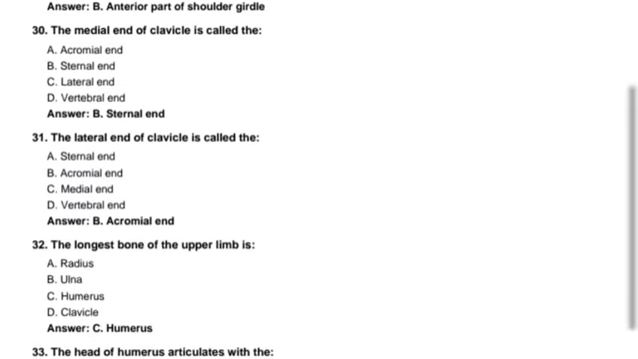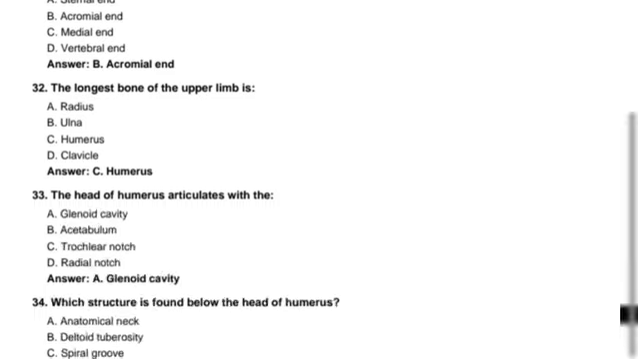Question number 30. The medial end of clavicle is called the option A. Acromial end. Option B. Sternal end. Option C. Lateral end. Option D. Vertebral end. The right answer is option B. Sternal end.